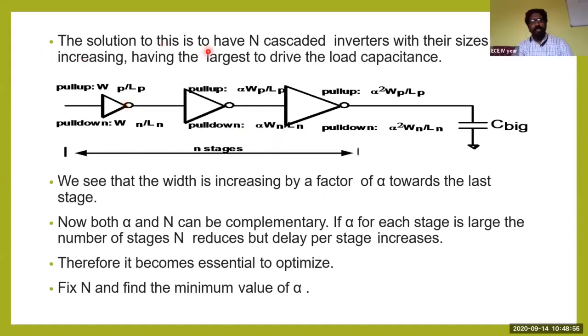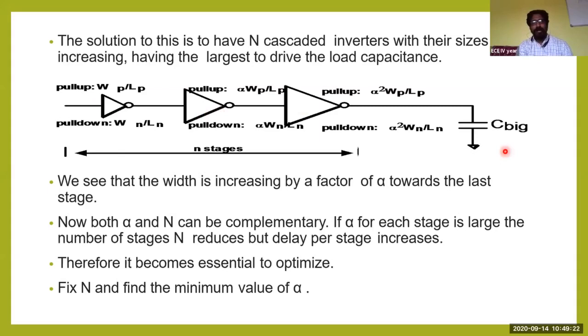The solution to this is to have n number of cascaded inverters with their sizes increasing. The size of this one should be smaller compared to this one. It will be an incremental process of size with respect to the cascading of the inverters. The first one will be smaller, then the next one will be bigger than the previous one, and the third one will be bigger than the second one. So it goes on for n stages.